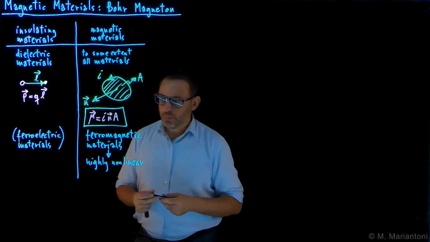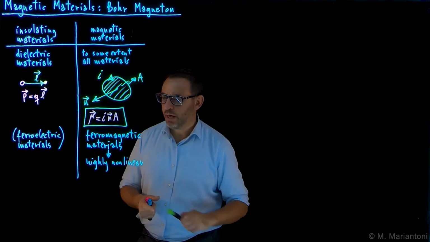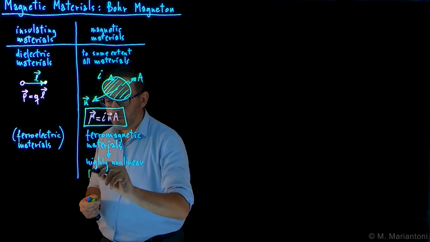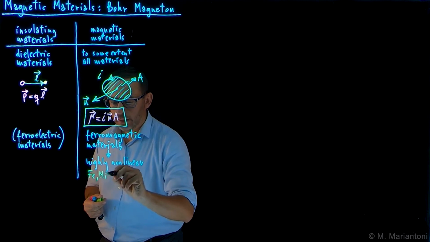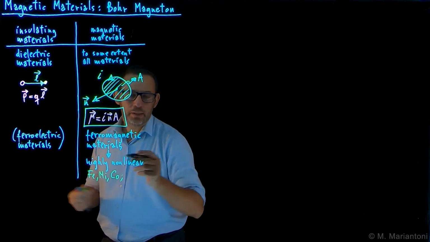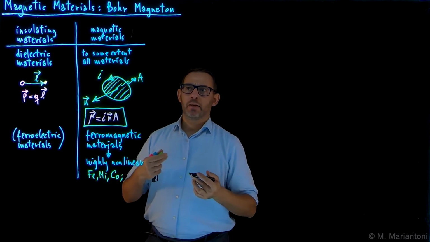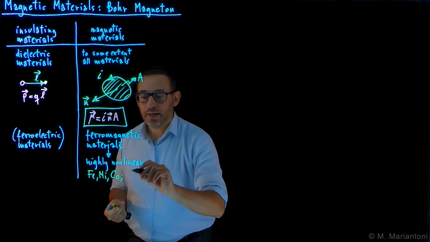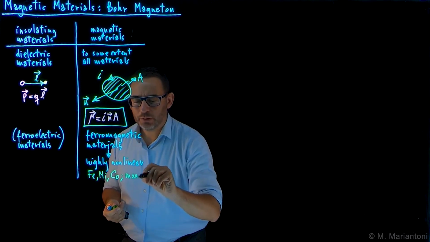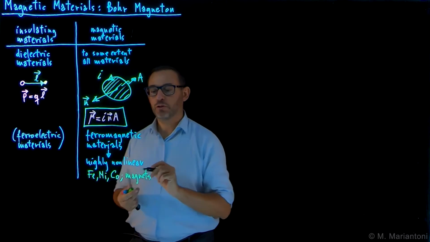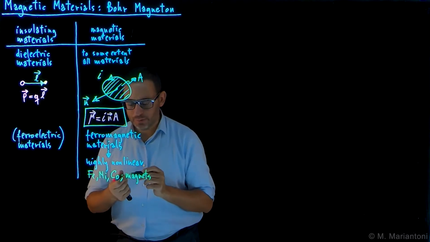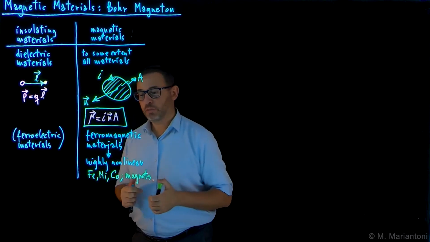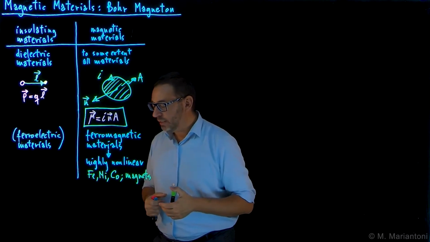An example of such materials, for example, we have iron, Fe, nickel, Ni, cobalt, and basically any iron oxide which creates magnets, like the magnets, of course, that you have on your fridge. We'll come back to these magnets. We will study magnets a few videos from now. So these are some critical examples.